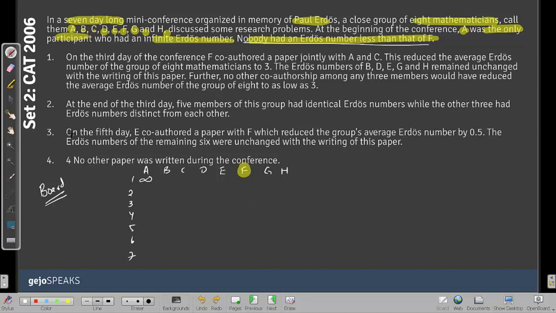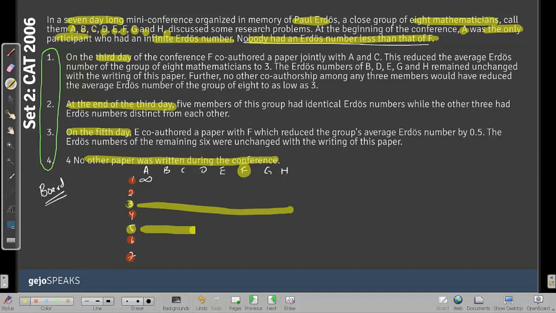Now one of the things that you realize when you try and read this information or the set of rules of the game, you understand a very peculiar thing. The first talks about what happened on the 3rd day. The second talks about the end of 3rd day. So this is one, 3rd day is important. And next it says something that happens on the 5th day, and goes on to say that no other paper was written during the conference. So what you realize is day 7, day 6, day 4, day 2, even day 1, so to speak, are inconsequential, no discussion. What we have to look at is just what happened in day 3 and day 5.